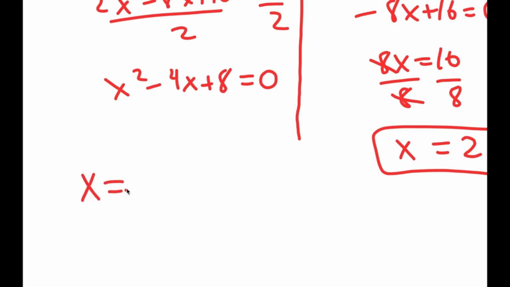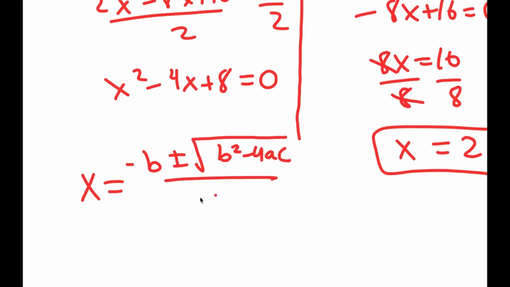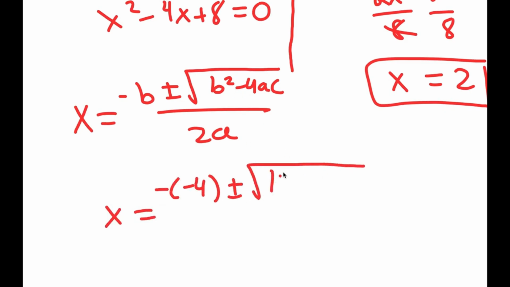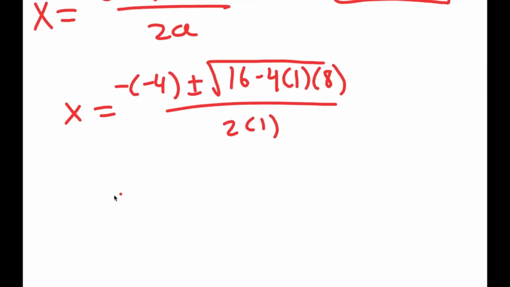Now for my left-hand side, I'm going to use the quadratic formula, which is negative b plus or minus the square root of b squared minus 4ac, all over 2a. So I get x is equal to negative negative 4 plus or minus the square root of negative 4 squared, which is 16, minus 4 times 1 times 8, all over 2 times 1.